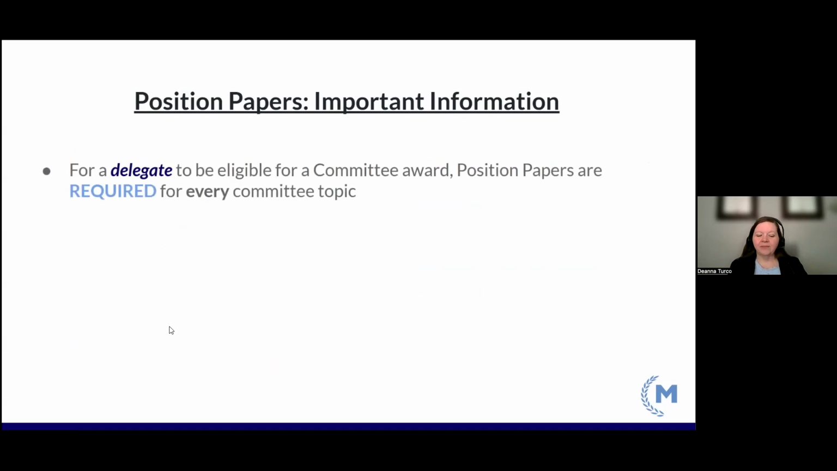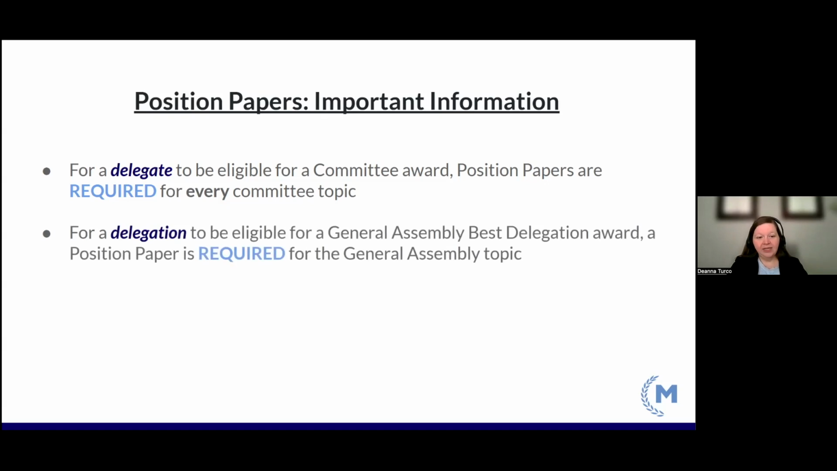Now, the requirements for position papers are that there's delegate and then there's also delegations. So we're going to start with delegate. That means the student, the person individually. For a delegate to be eligible for committee award, you will have to submit a position paper on every committee topic. Comparatively, for a delegation to be eligible for the best delegation award in the General Assembly, one position paper will be required for the General Assembly topic. And I'll go through examples to show you those differences.